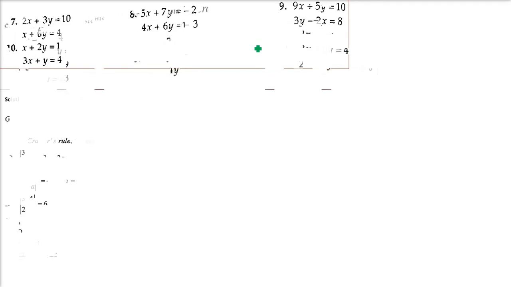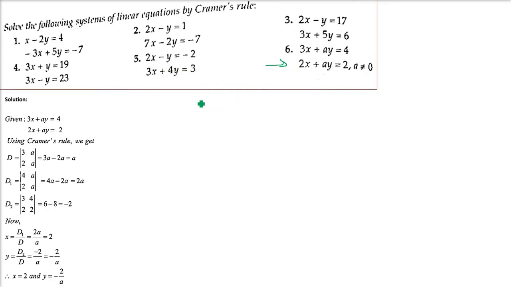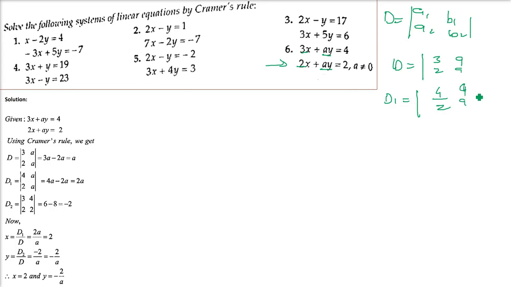One of them is somewhat different, though actually it is the same. But here, what do we see? The coefficient of y is a. So this is a1, a2, and this is b1, b2. So D will be the determinant of a1, a2, b1, b2. I'm doing the sixth one. So D is equal to 3, 2, a, a. What will be D1? The first column has to be replaced by 4, 2, and a, a will remain like that. Then D2.